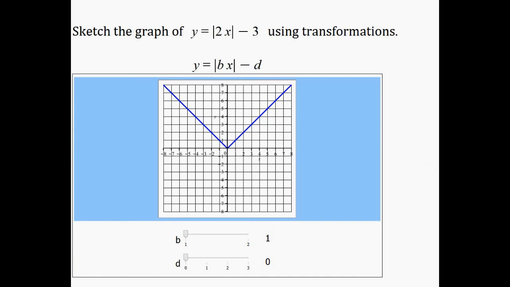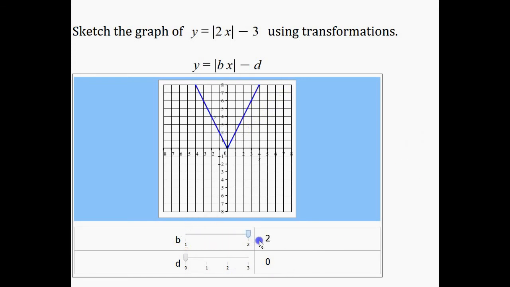Okay, in the next example, we've got an inside change. We're multiplying the input by 2. Remember, inside changes, we have to do the opposite of what we think. So instead of stretching by a factor of 2, we're going to compress by a factor of 2. Each x-coordinate is going to be cut in half. And then secondly, we're going to shift the graph down 3 units.